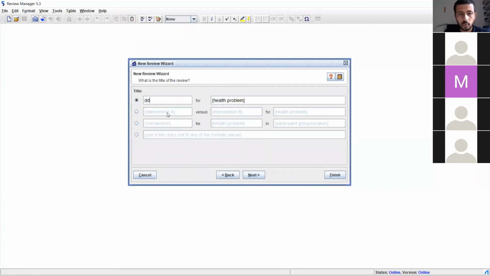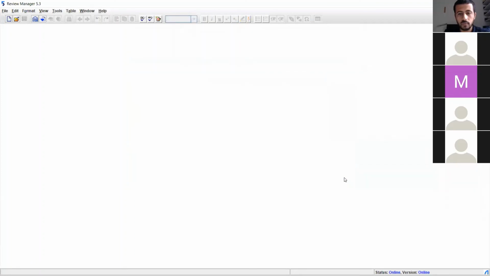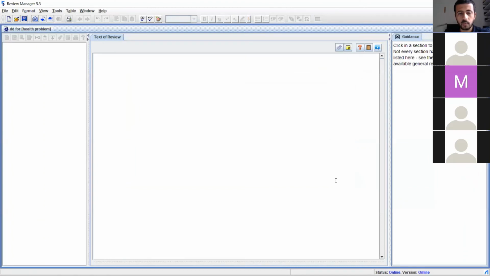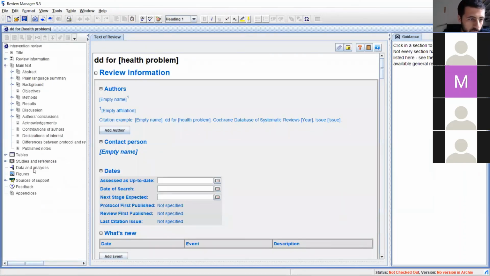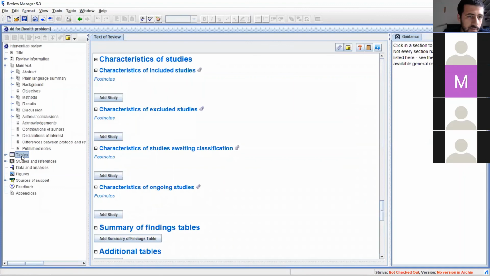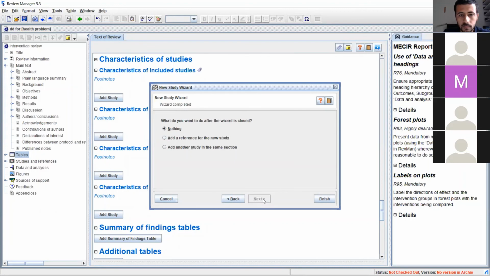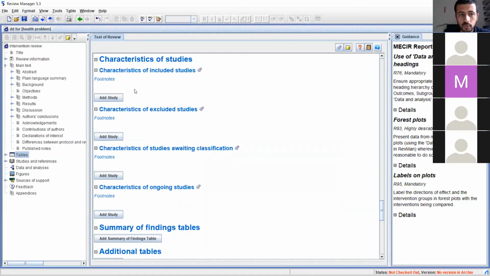I have an intervention review. This intervention is called DD for a problem, a full review, finish. We write systematic reviews in this program. Here we have data and analysis. Let's talk about the tables. Add the study. The study is called DD. Finish.